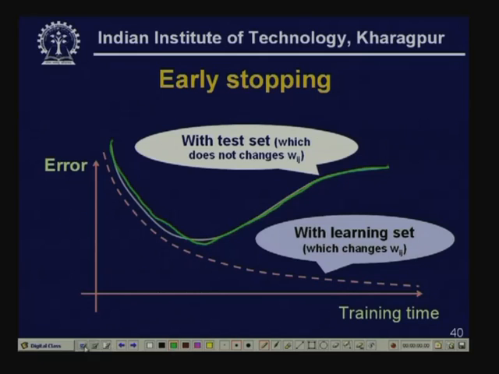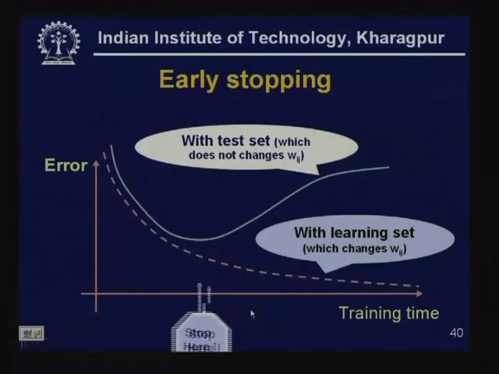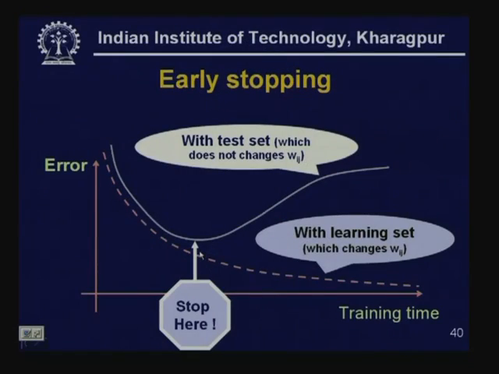So what we would like to do is detect when the error is at its minimum, and stop at the point where the error on the test set is minimum. Now, how to detect this point? As we have done earlier, we can have a separate validation set or test set to decide when to stop training the network.